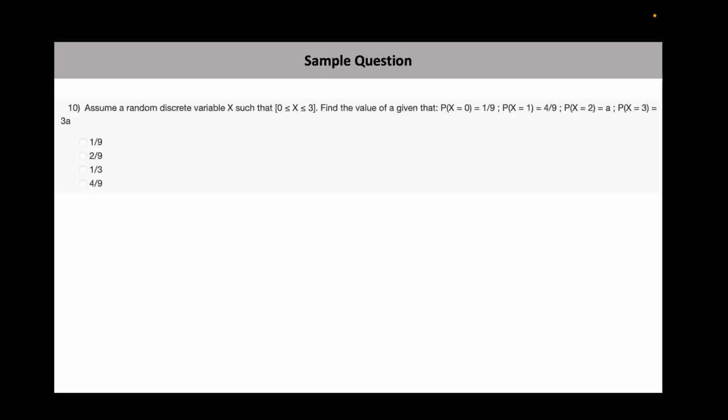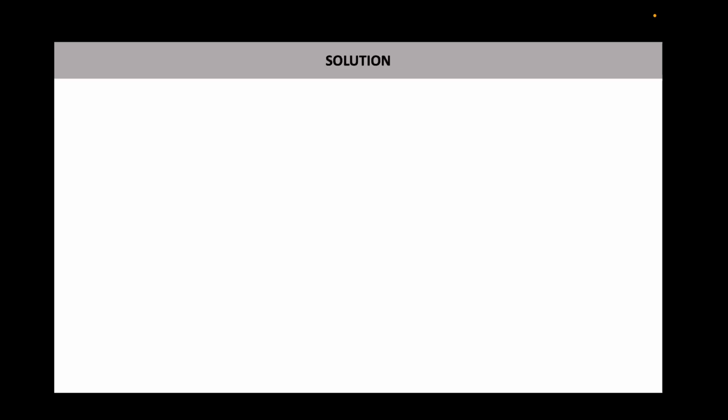Okay, so let us try to solve this question. Now, the question says that there is a random discrete variable x, and there are four different possibilities given for what the x can be, and you need to calculate the value of a. So let's solve this.